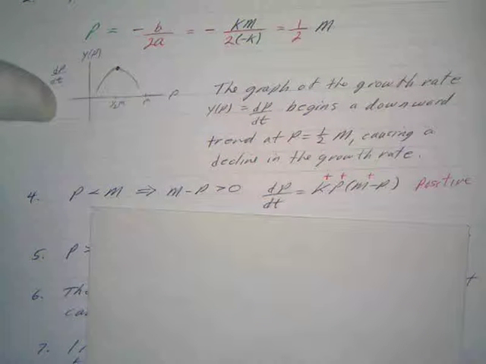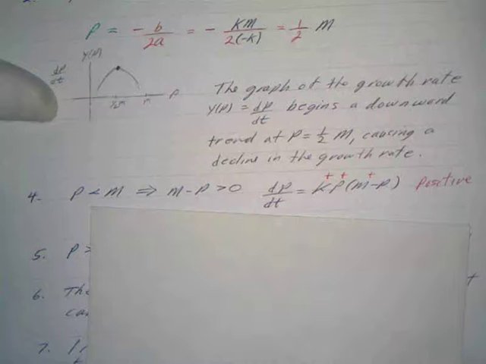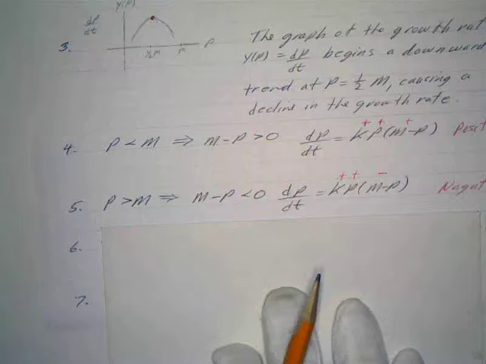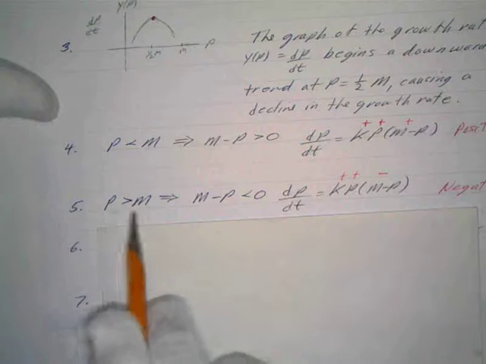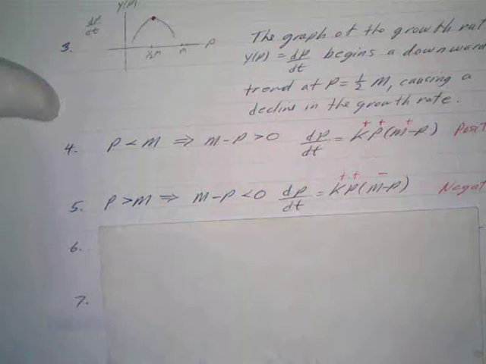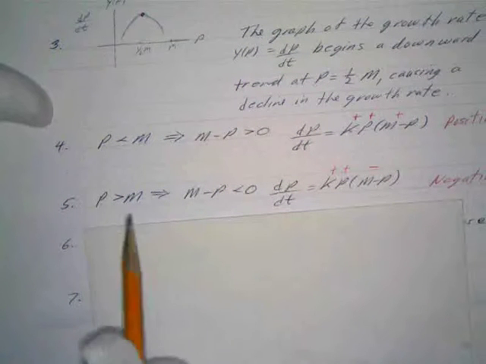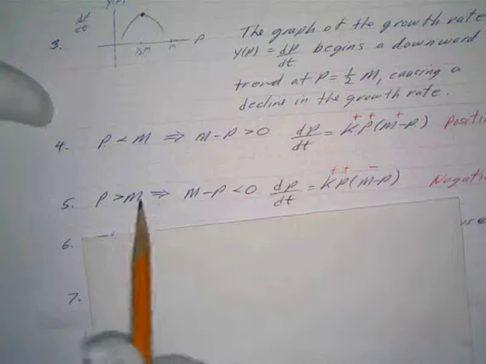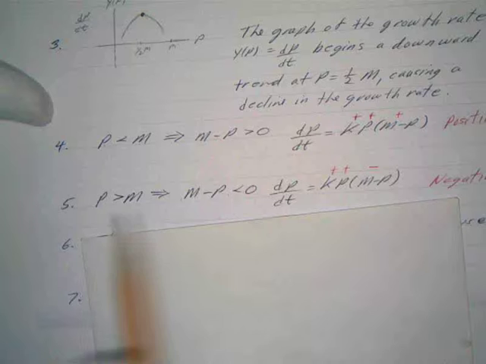If the initial population is greater than m, is the initial growth rate positive or negative? Here the initial population is less than m. Here the initial population is greater than m. Well, if I subtract p from both sides, I get m minus p, and m minus p is less than 0. That means it's negative.